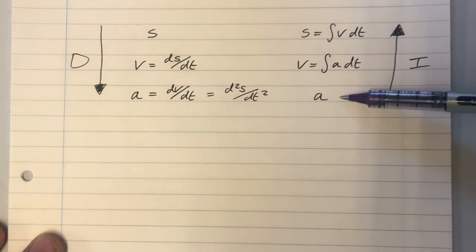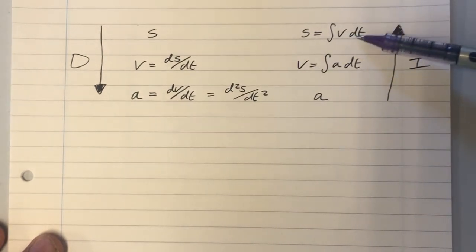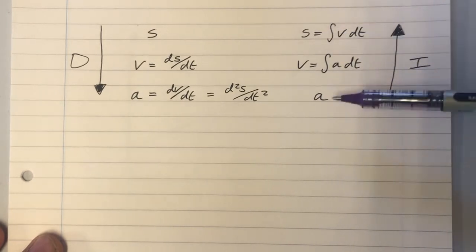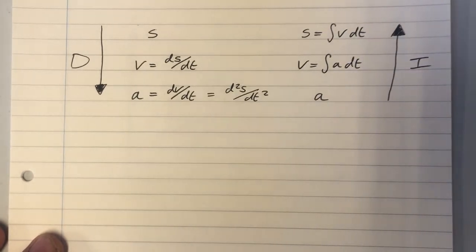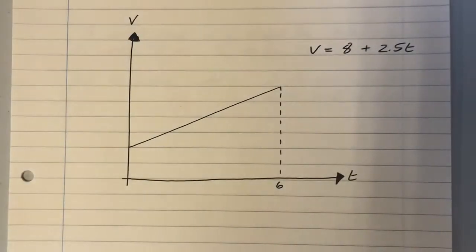So if we integrate acceleration with respect to time, we're going to get velocity, and if we integrate velocity with respect to time, we're going to get displacement. And that's exactly what we're going to be doing in today's video. So here's a nice simple example to start with.